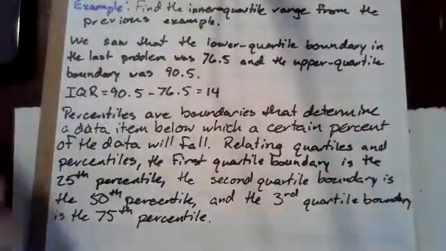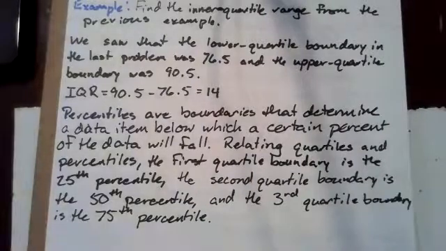For example, find the inner quartile range from the previous example. We saw that the lower quartile boundary in the last problem was 76.5, and the upper quartile boundary was 90.5. The inner quartile range is 90.5 minus 76.5, which is 14.